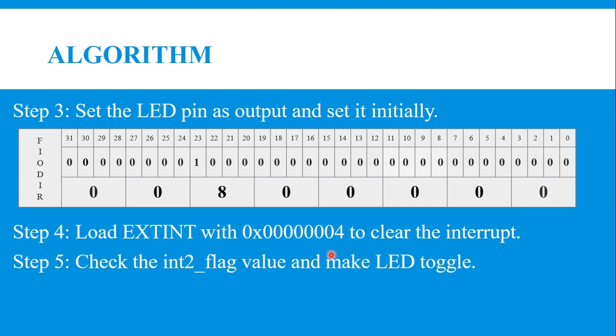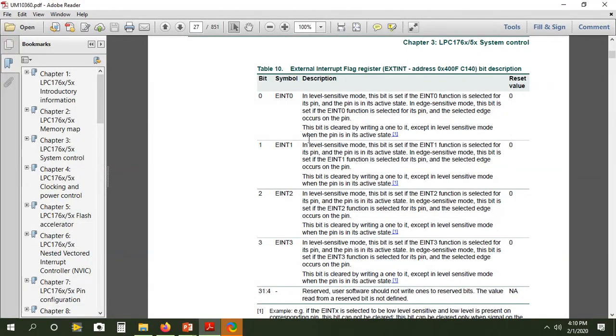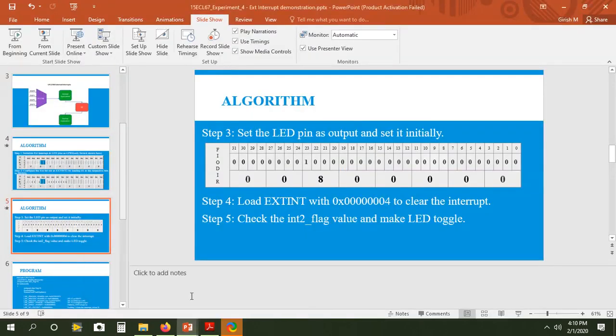I'll explain why. I'll go back to the data sheet of the register. This is the external interrupt flag register. Among the 32 bits, bits 4 to 31 are reserved. User software should not write ones to the reserved bits. EINT2 is the external interrupt switch taken, so only that particular bit should be 1, giving 0100, whose nibble value is 4. That's why 4 is loaded into the external interrupt register.